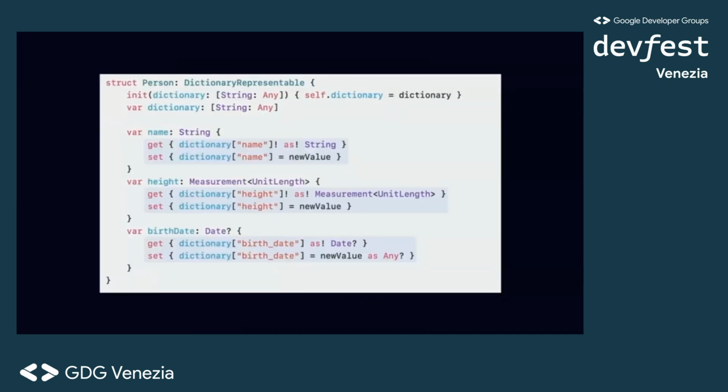Also, let's look at the person struct. It's familiar to all of you. There was a protocol about dictionary representable. Let's understand what it did. It initializes with a dictionary. After that, it will return the name and height, reaching their dictionary values as a string. And when you are setting, it will set directly to the dictionary. Maybe it's an old one, but some of the code bases still exist somewhere.